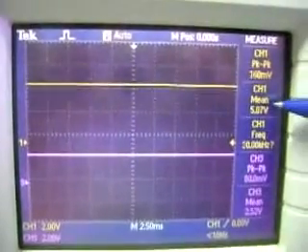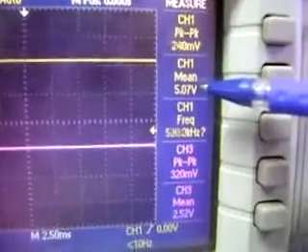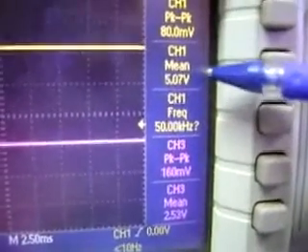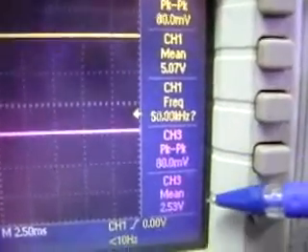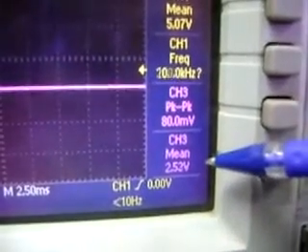As you can see, the mean of the yellow one is 5.07 volts, which is close enough to the required voltage of 5 volts. Also, the mean of the pink one is 2.53 volts, which is again quite accurate to our requirement. Now Karthikeyan will play some tunes on the guitar and we will show you the filter and preamp outputs on the oscilloscope.